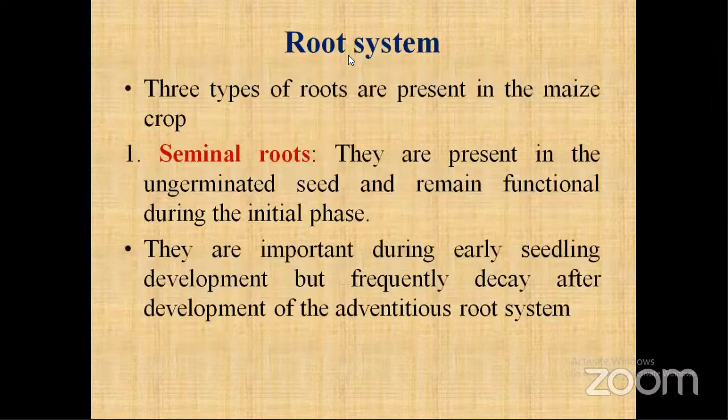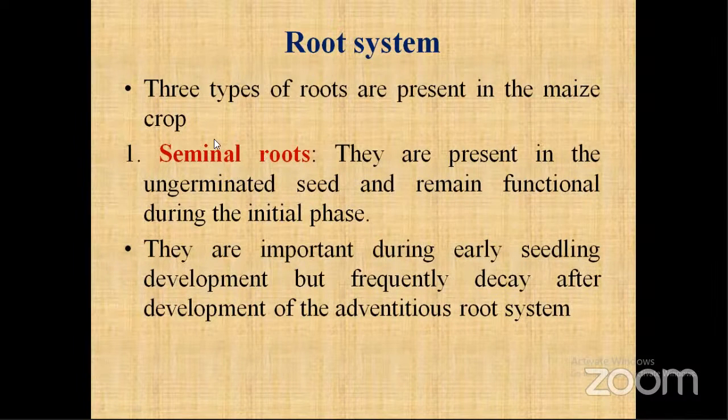Next one is root system. We all know that wheat consists of two types of roots, temporary seminal roots and permanent adventitious roots. But in maize crop, three types of root system are present: temporary seminal roots, permanent adventitious roots, and prop roots.